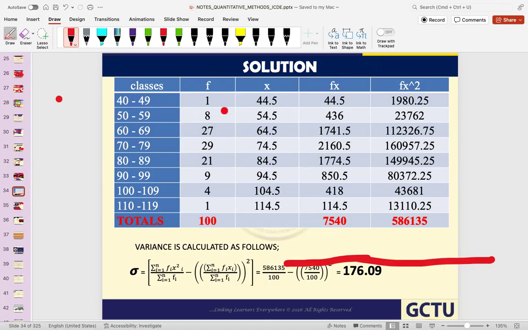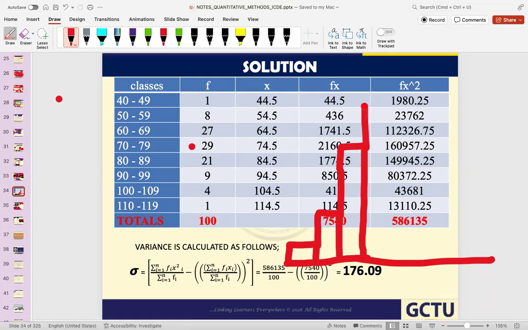You did it some time ago. Like the first one, 40 to 49, you get the shape of one like this. And then 50 to 59, 8 is longer than 1, so you see that the block will start moving up. Then you come to 27, which will also move a bit up than the 8. And then from there you go to 29, so that will also move up somewhere like this.